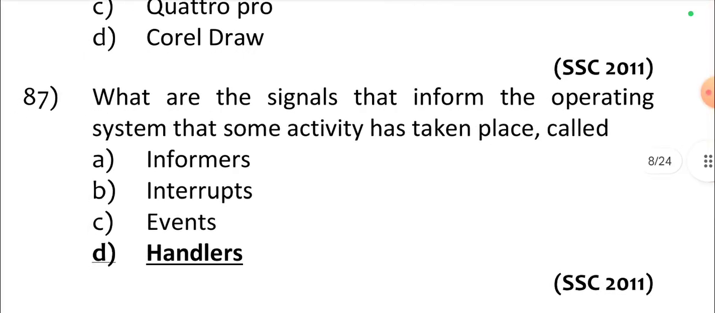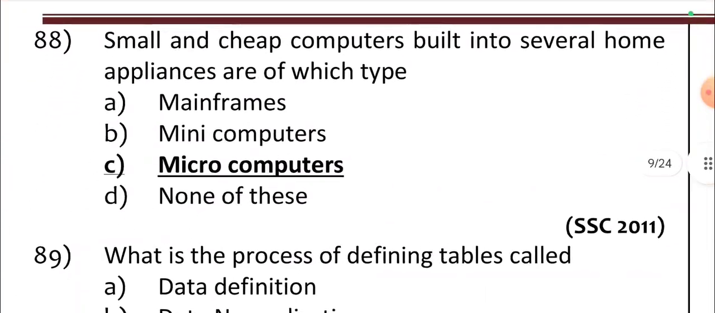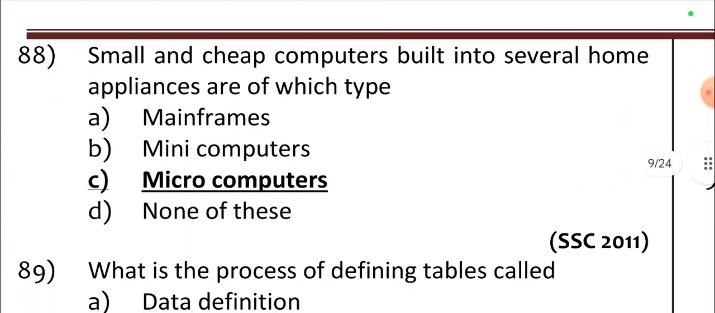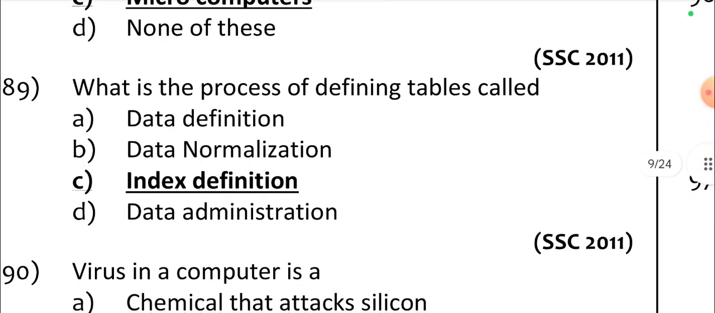What are the signals that inform the operating system that an activation has taken place called? Handlers. Small and cheap computers built into several home appliances are from which type? Microcomputers. What is the process of defining tables called? Index.